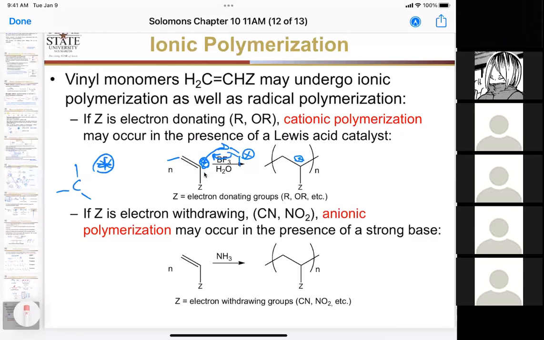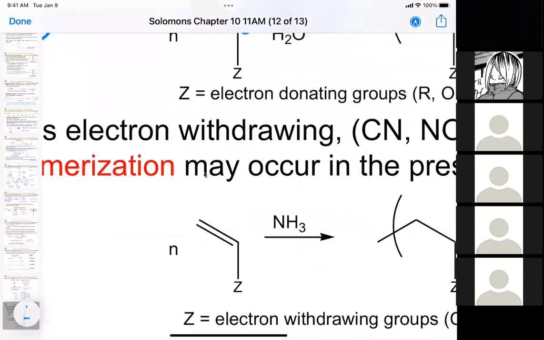If you have electron withdrawing groups, though, we can do it backwards. We can do what's called an anionic polymerization. In that case, our electrons are going to be coming from whatever starts it. Let's say we start it with ammonia here. These electrons are going to come in here, both electrons. Then both of these electrons are going to come out, giving us an anion.